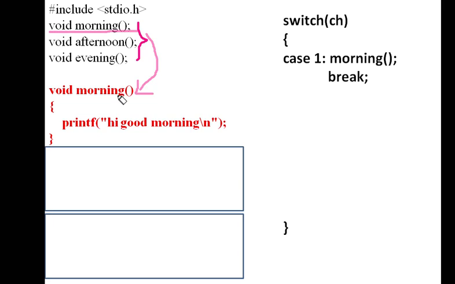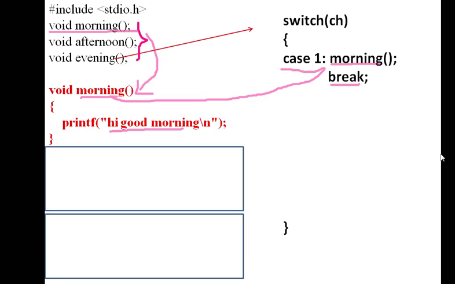Void morning, what should I print? I want to print "hi, good morning". So this is a printf statement, which we write under this function. And the function name here is morning. So this we are going to append to case number 1, that is which function? Morning. Then after executing we have to break. Is that clear? Okay.